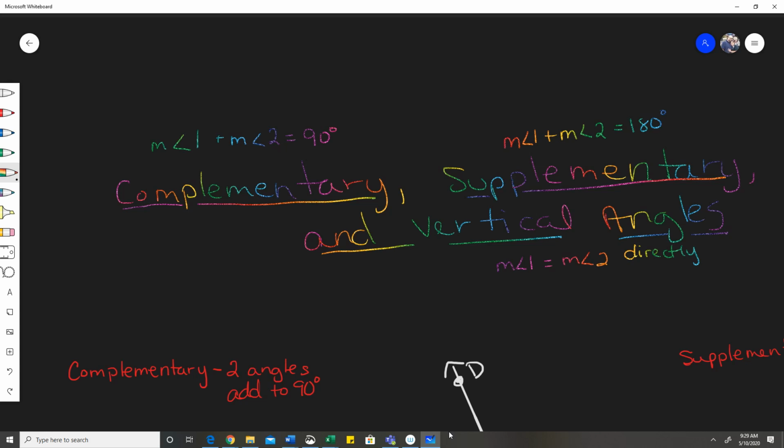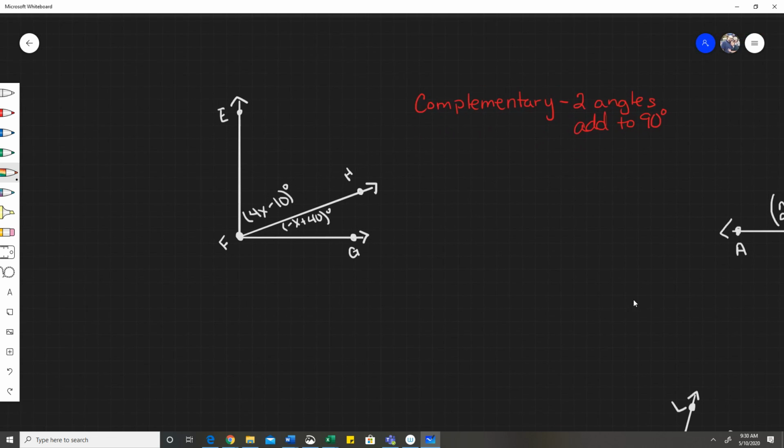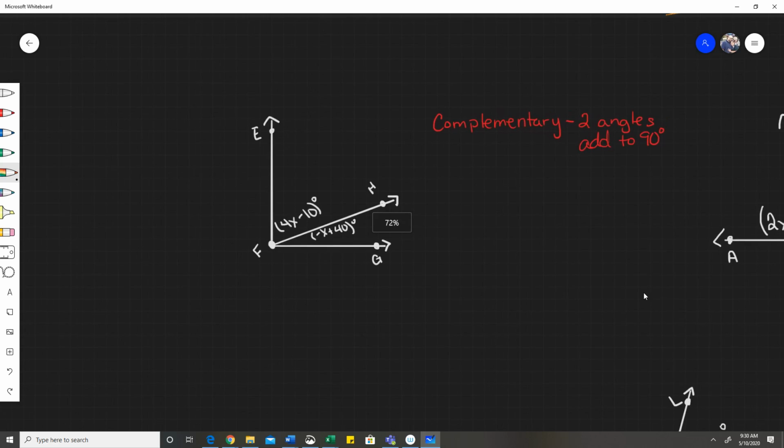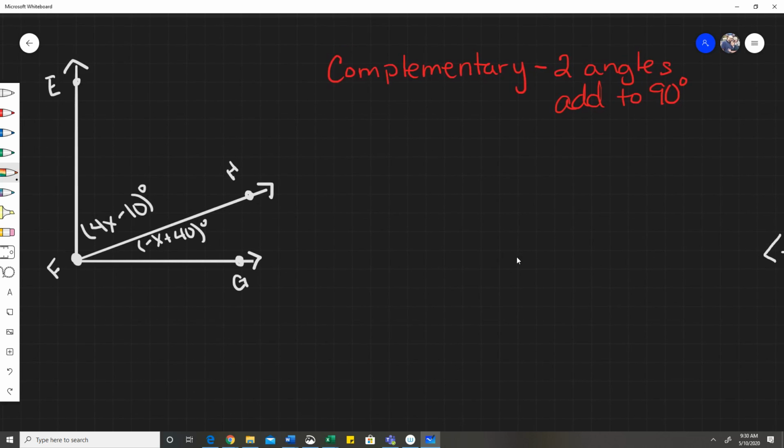Okay. And we'll look more at these definitions. We'll have pictures to go with them here in just a moment. All right, so let's look at a couple of examples. Let's start with complementary angles. Complementary angles are two angles that add up to 90 degrees.